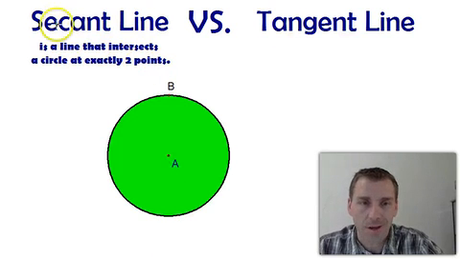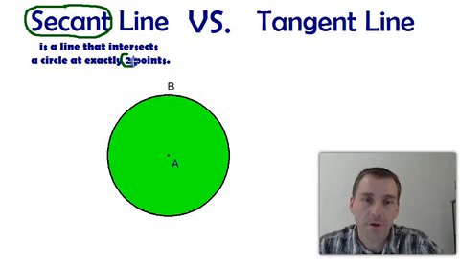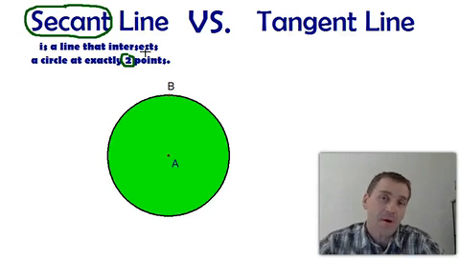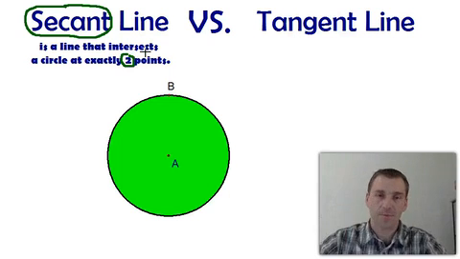Now, I don't know if this helps you or not, but here's how I kind of see this. A secant sounds like second, and second means 2. So I don't know if it helps or not, but that's how I remember. Secant means second. Well, it doesn't mean second. It sounds like second, which means 2.